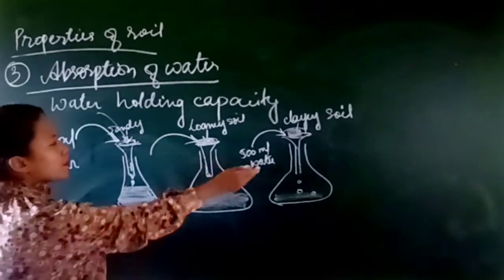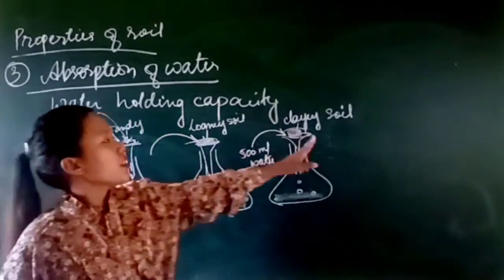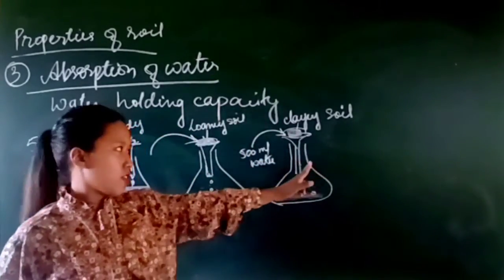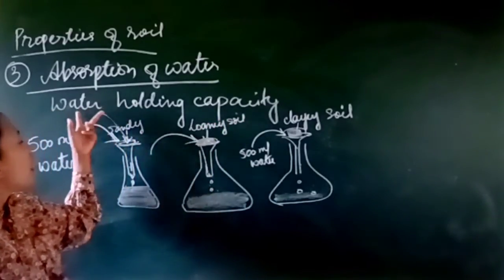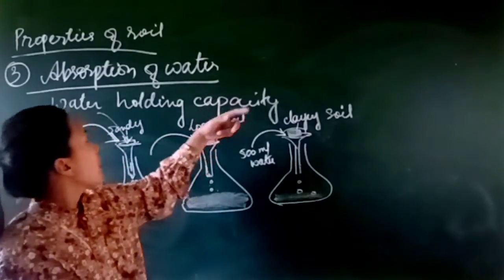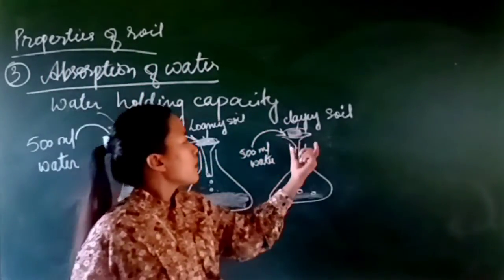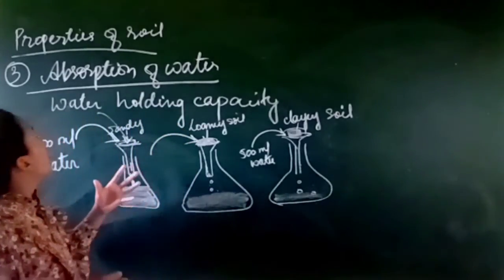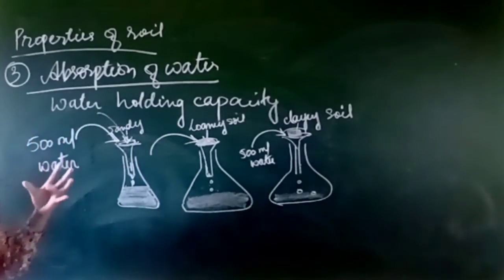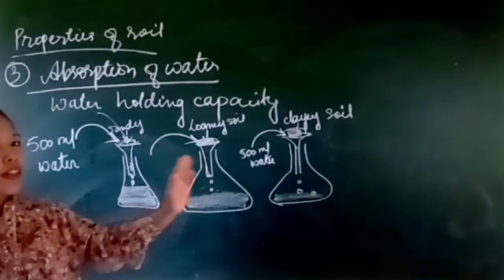So from this experiment, we find that the water holding capacity of clay soil is the highest. Clay soil has the highest water holding capacity, or the absorption of water is highest in clay soil. This is also a property of soil, and we can find out the water holding capacity by this small experiment.